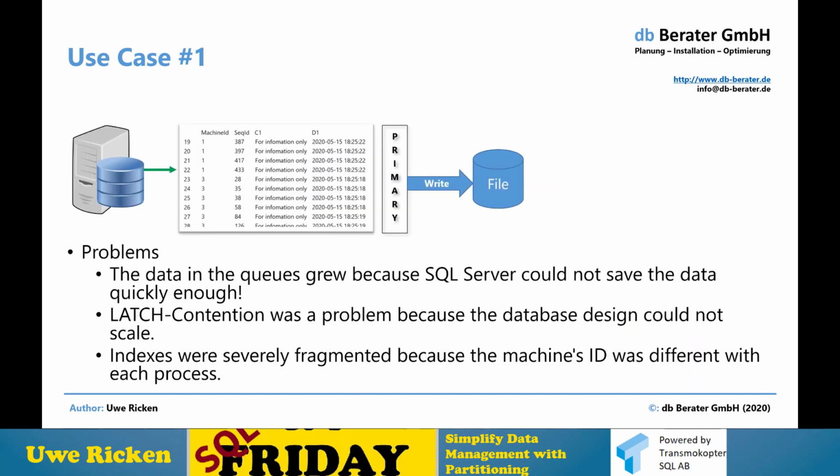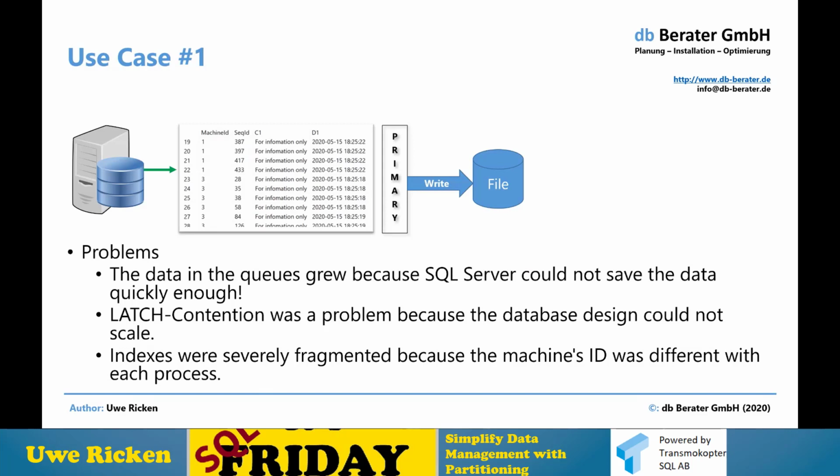So here you see that the web server on the left side is filling a table. There is a machine ID, the sequence ID, a timestamp, and the column C1 is just the telegram data. And the database from the vendor was designed so that it had only one file group and only one file. So the data were permanently written into this one file, from the transaction log into the file.